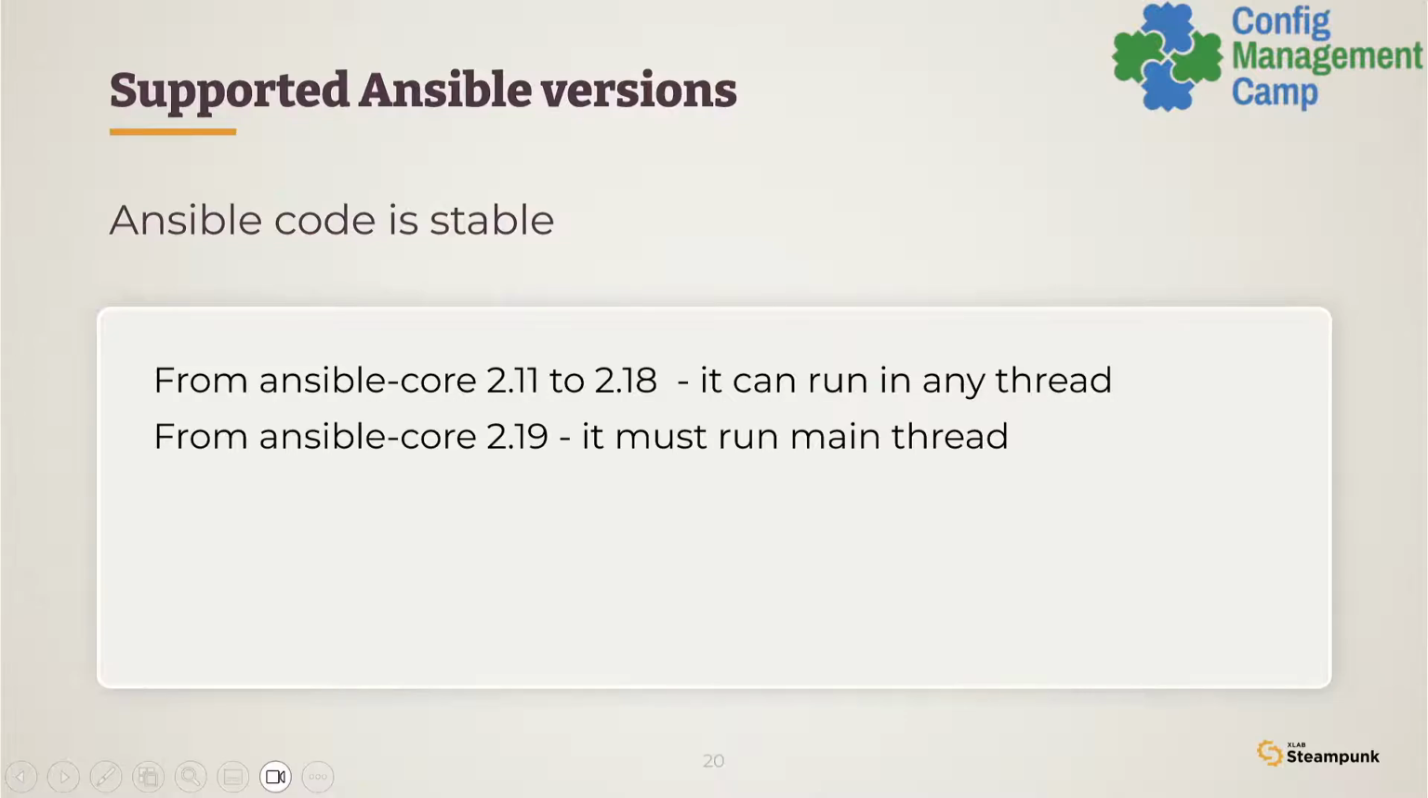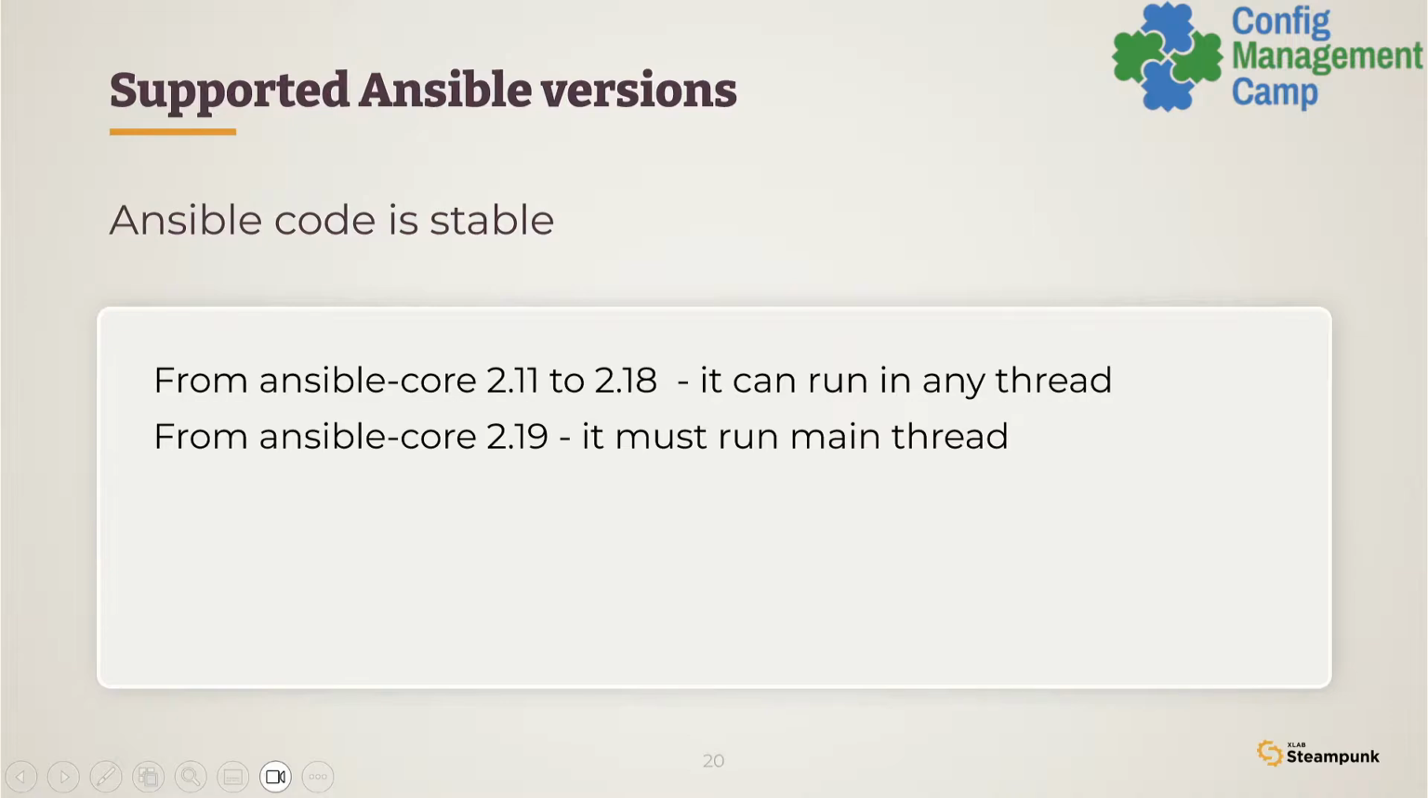And which Ansible versions are supported? By luck, Ansible is a quite mature and stable product. I implemented it on version 2.16, and when I was trying to run it to be sure, I found out that the same debugger code actually works from version 2.11 to 2.18. The only break was from 2.19 on.